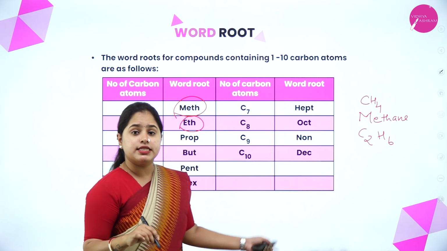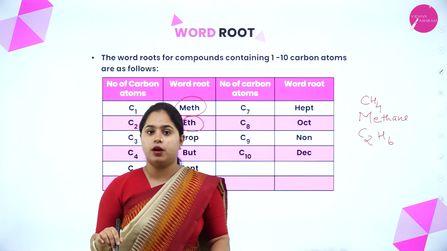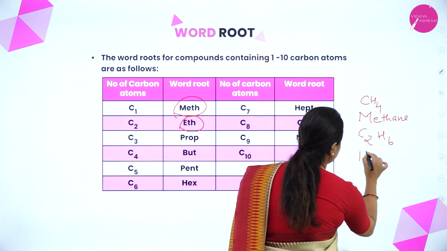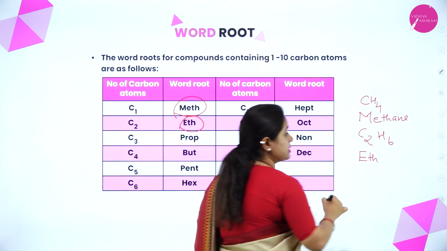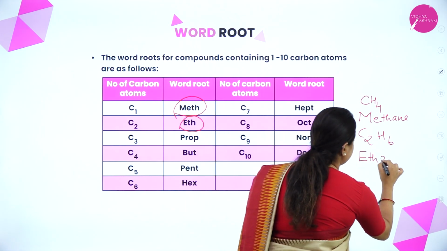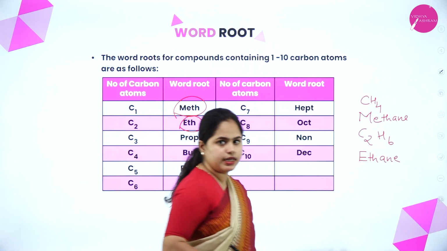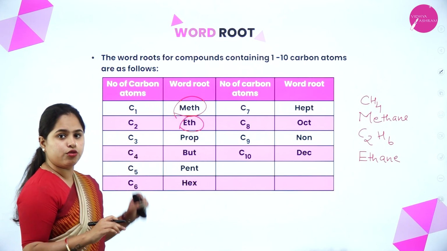C2H6. C2H6 means there are two carbon atoms, so the word root is eth. Again, it is an alkane, so ethane it will be. Based on the word root, you can write the names.